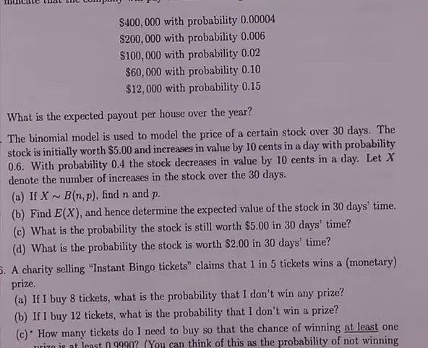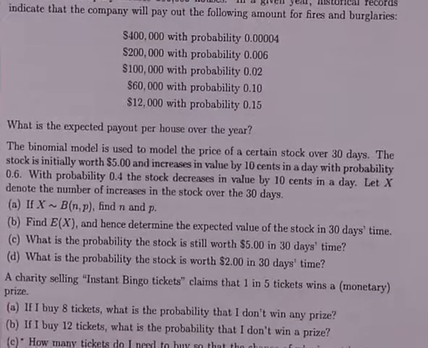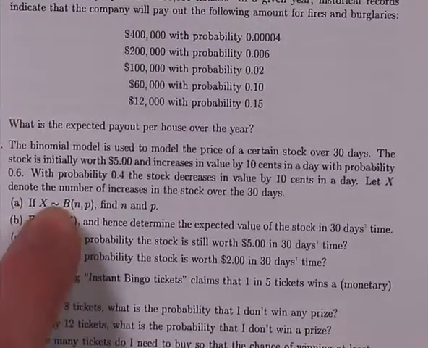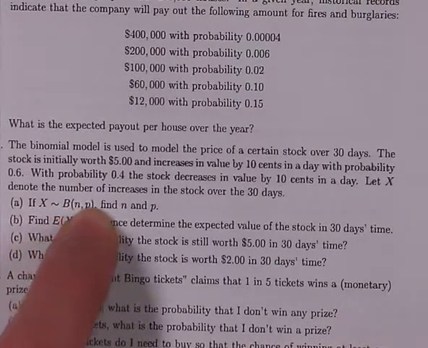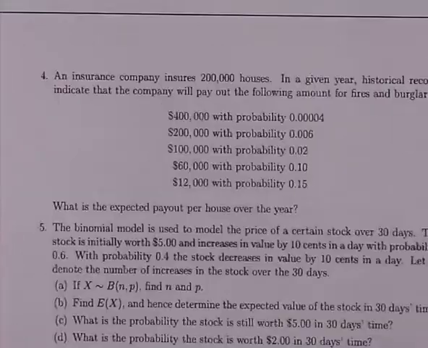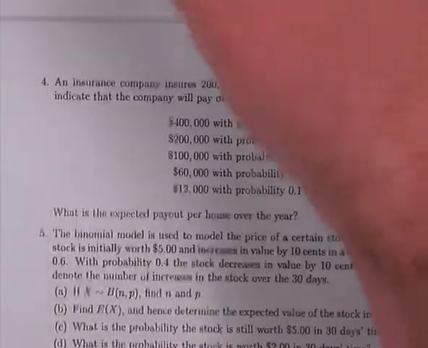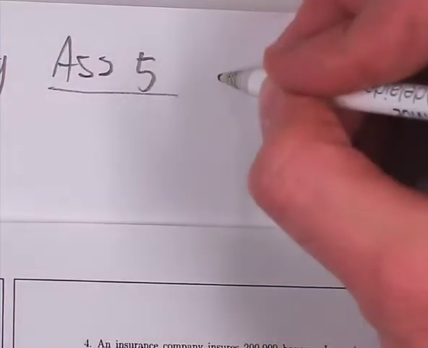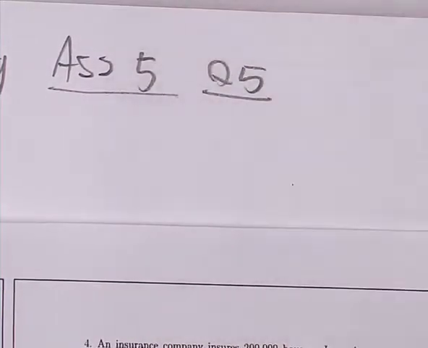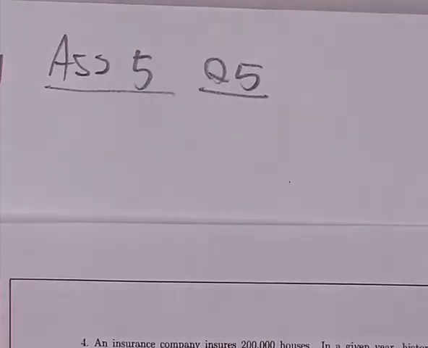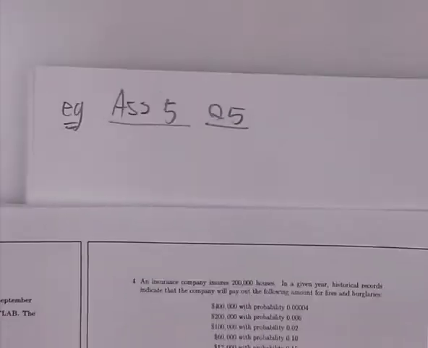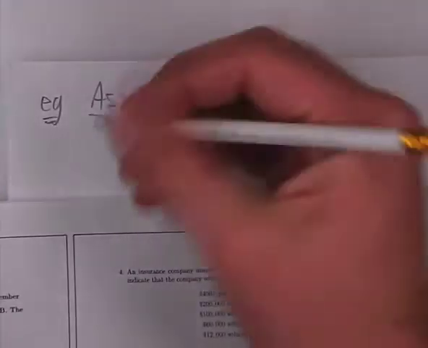So see how they said X is distributed as a binomial. That's how that symbol is read aloud, as a binomial distribution with n and p. Well, so this one was assignment 5, question 5. Okay. So we had a binomial distribution.